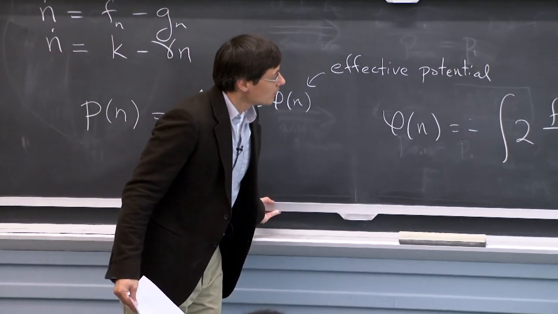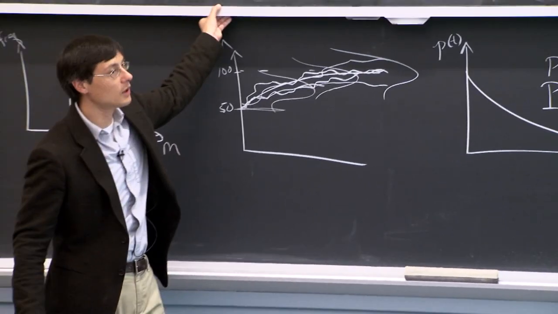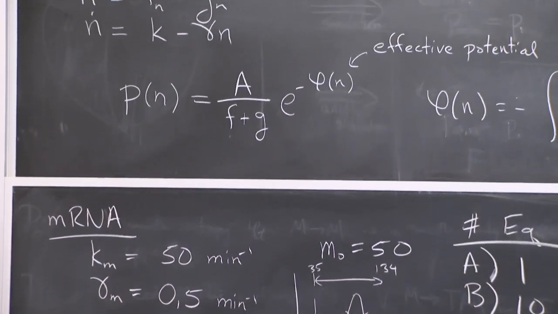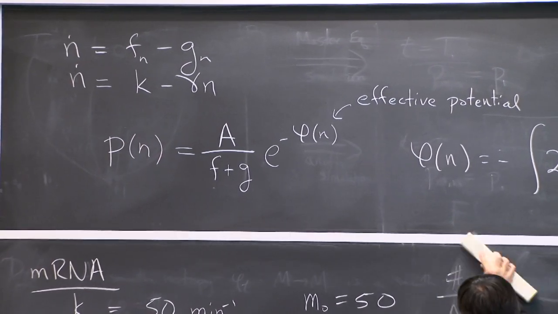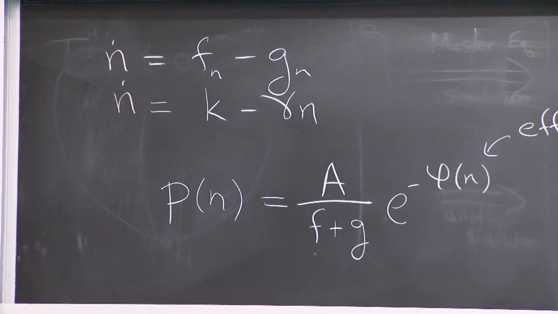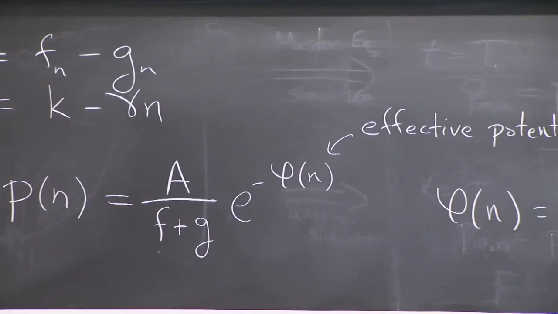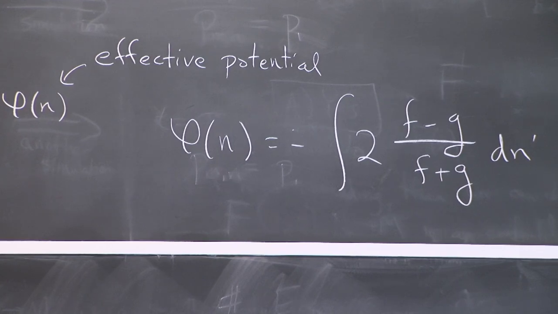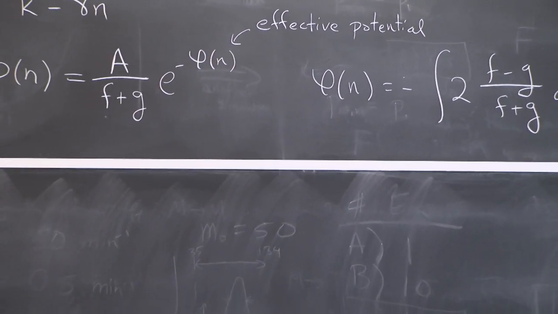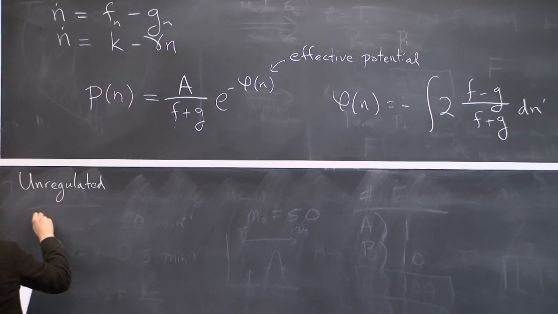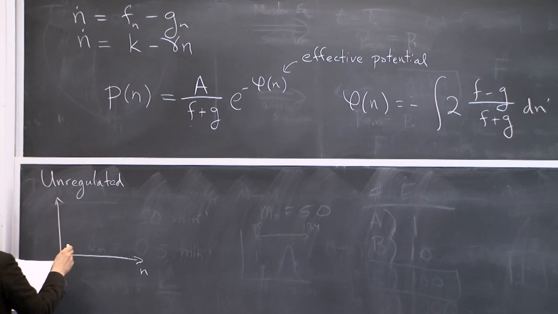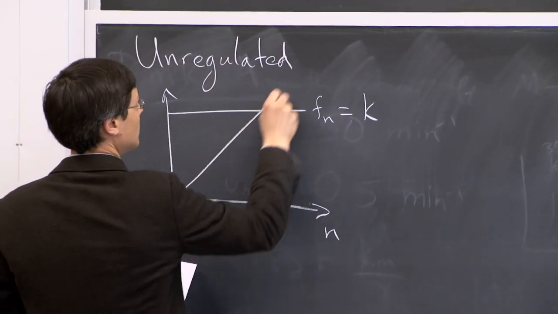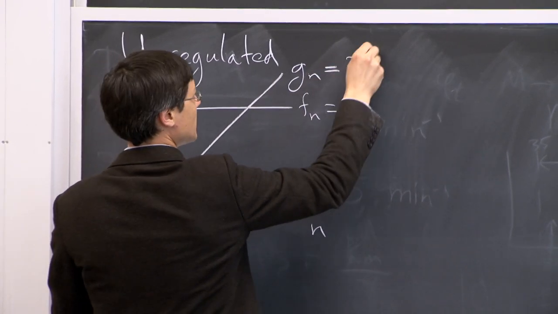All right. What I want to do is just try to understand why this thing looks the way it does for this simple regulation case. And then we're going to ask, if we change one thing or another, how does it affect the resulting variance? All right, so for unregulated expression, such as here, if we look at the production and degradation as a function of n, f of n is just some constant k, whereas g of n is a line that goes up as gamma n.